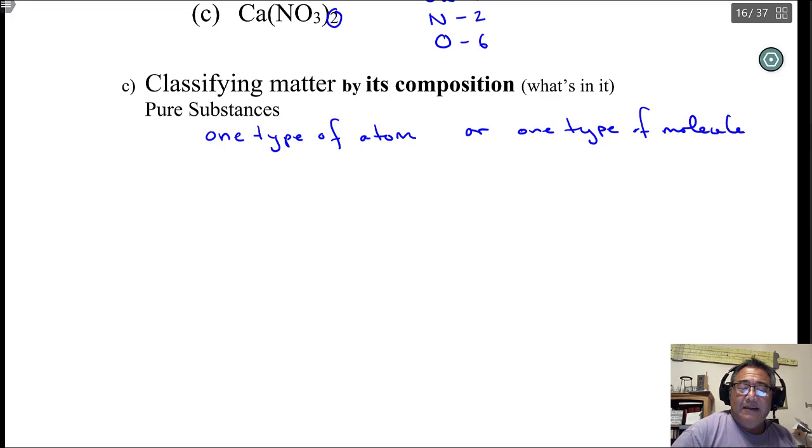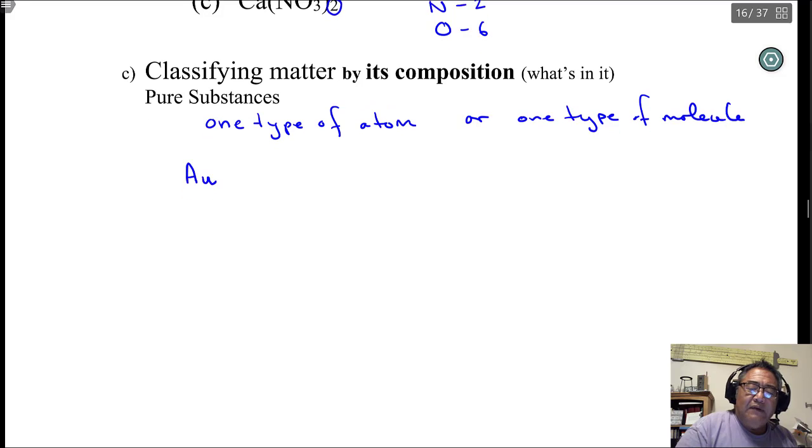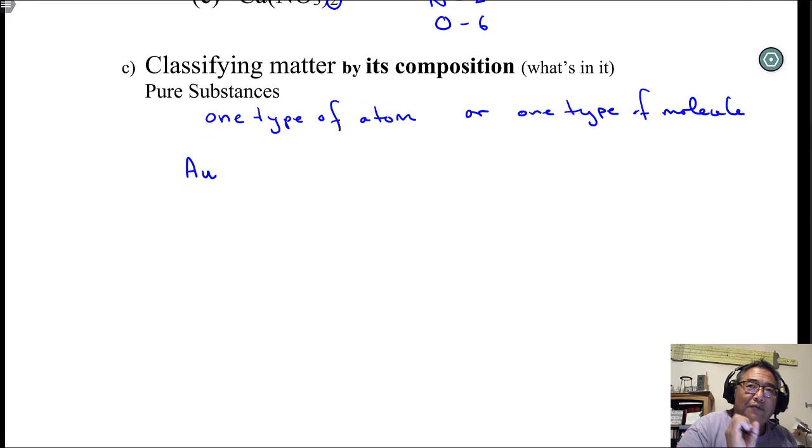So you could have, for example, pure gold. Now the elemental symbol for gold is Au, okay? And if you have pure gold, it's composed entirely of gold atoms. There's nothing else in there. So that's 1 type of atom. On the other hand, if you have an ice cube and it's well frozen, right? The only thing that's in there is H2O. So a pure substance has just 1 type of atom or 1 type of molecule in it.